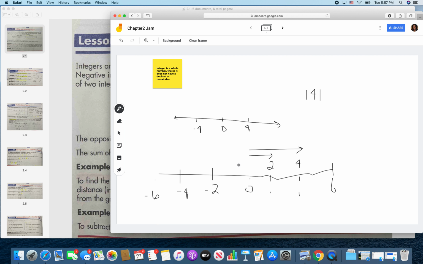Because I went minus 2, and then I went minus 4. When I add those two lines, if I was to pick this little line up and put it in, it would be at minus 6.